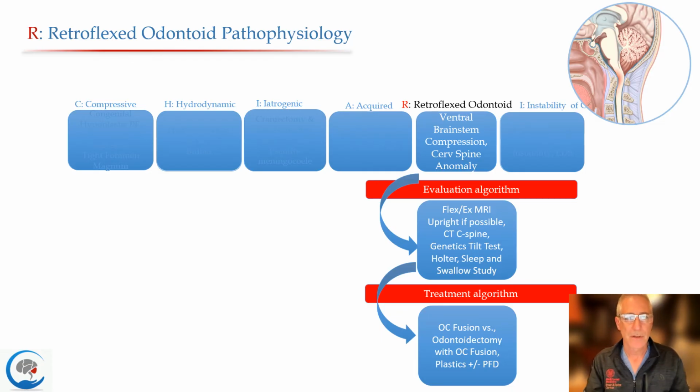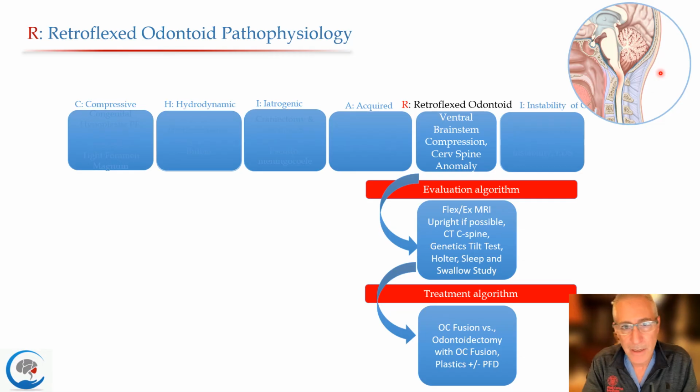These are patients who either have a retroflexed odontoid, which you can see in the cartoon in the upper right-hand corner here, leads to ventral compression of the brainstem as opposed to dorsal compression, which is the more typical type of compression from Chiari malformation. They often will have cervical spine anomalies that go beyond just that brainstem compression there. And they get a completely different workup. This is not a hydrodynamic problem. This is a compressive problem and sometimes a dynamic problem.